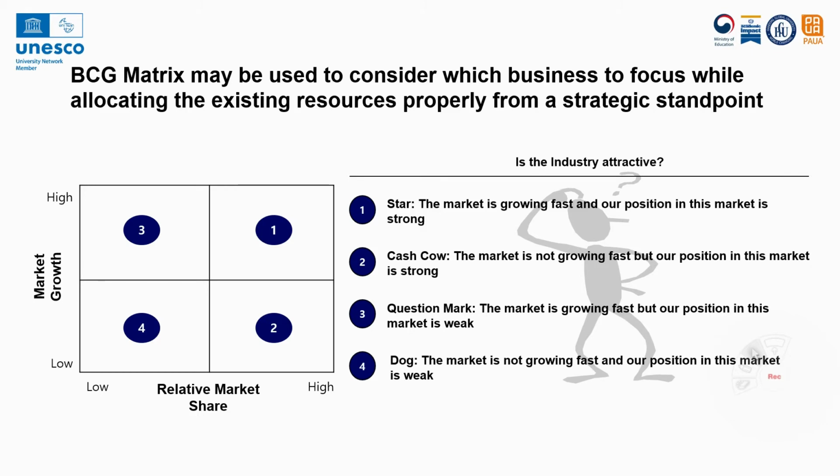So number 4 is your left and bottom box. That means the market is not growing fast and your position in this market is weak. So if you do not expect the market will grow faster, and if you do not expect that your position in this market can become strong in the near future, you have to seriously consider pulling out of this market, because it's a dog market.